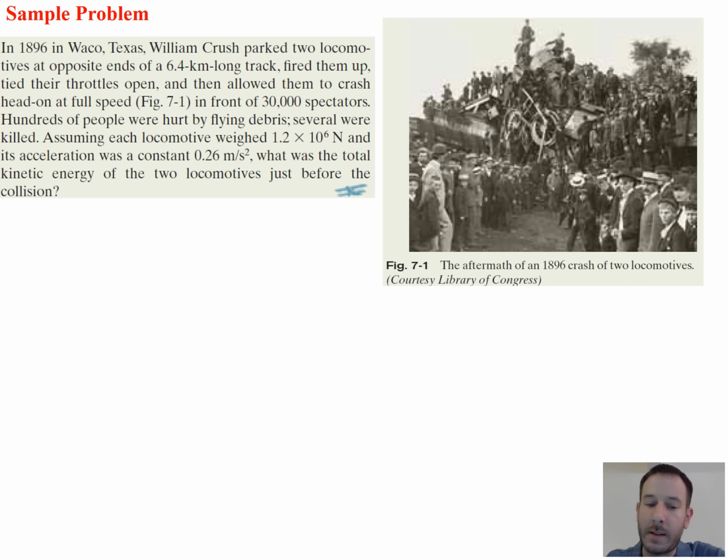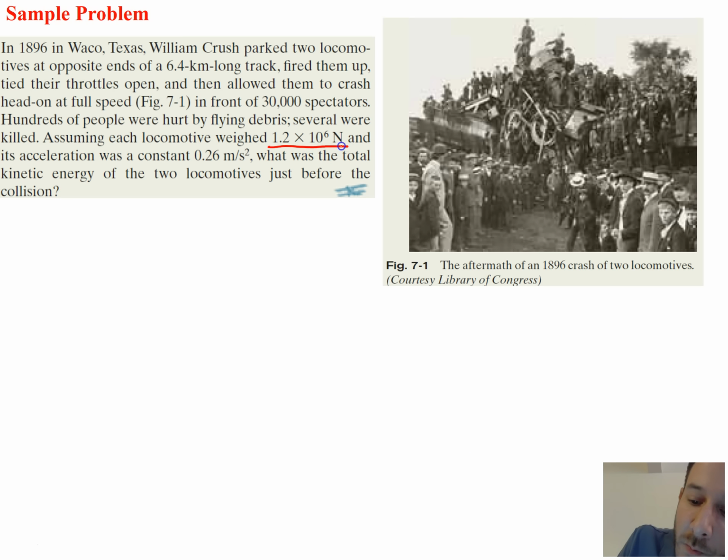All right, so let's do an example problem. In 1896, in Waco, Texas, William Crush parked 2 locomotives at opposite ends of a 6.4-kilometer-long track, fired them up, tied their throttles open, and then allowed them to crash head-on at full speed in front of 30,000 spectators. Hundreds of the spectators were hurt by flying debris, and several of them were killed.